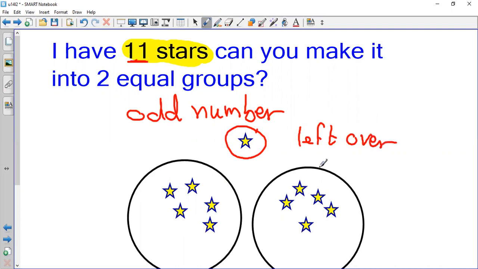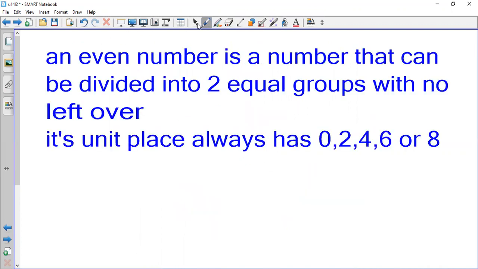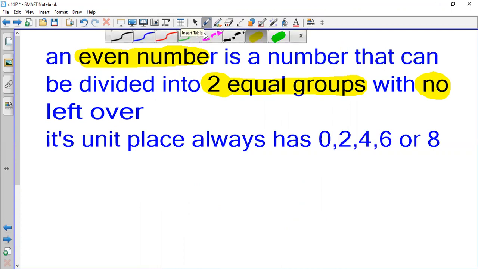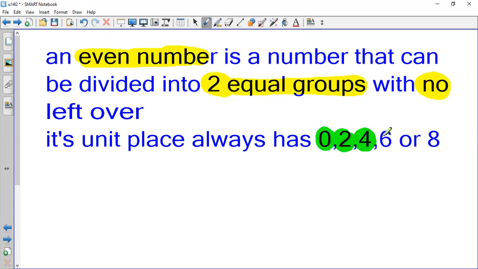So mainly I can say that an even number is a number that can be divided into two equal groups with no leftover. And I can notice that the even numbers always end with 0, 2, 4, 6, or 8.